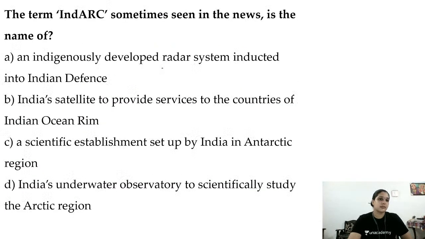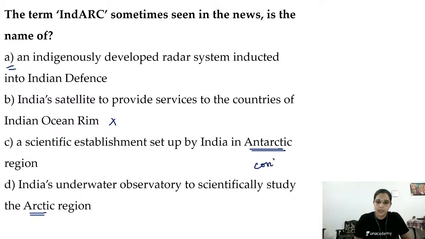Clear? Next. In ARC, sometimes the news is related to an indigenously developed radar system, or Indian satellites to provide services to the countries of the Indian Ocean Rim. Indian satellites providing services to the Indian Ocean Rim countries is IRNSS, so you can eliminate this. Then a scientific establishment by India in the Antarctic region, and India's underwater observatory to scientifically study the Arctic region. See these two statements. The first statement I don't know, but the third and fourth are very similar: either Antarctic is given or Arctic is given.